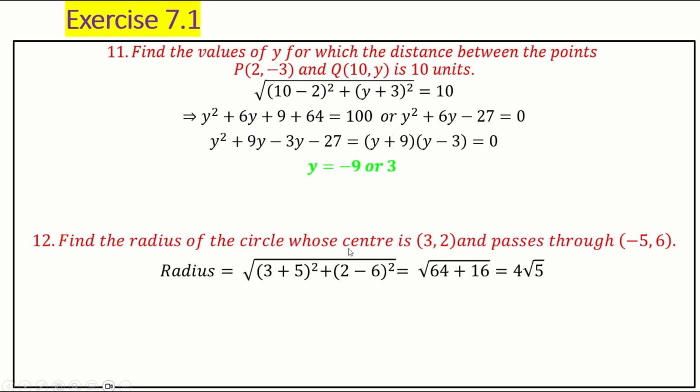Find the radius of the circle whose center is (3, 2) and passes through (minus 5, 6). Okay, center is here, and this is the point on the circumference of the circle. So the radius is obviously the distance between these two, which is 4 square root of 5.